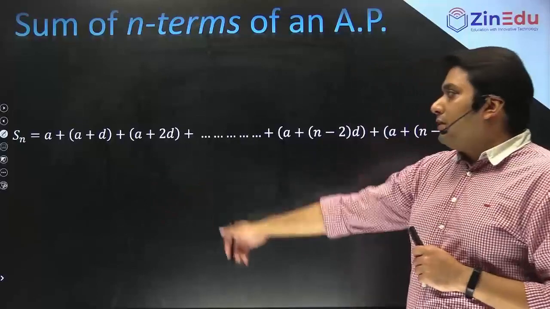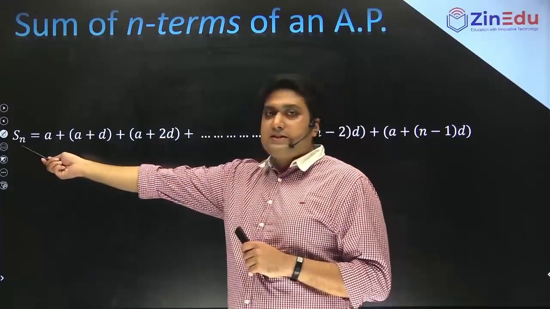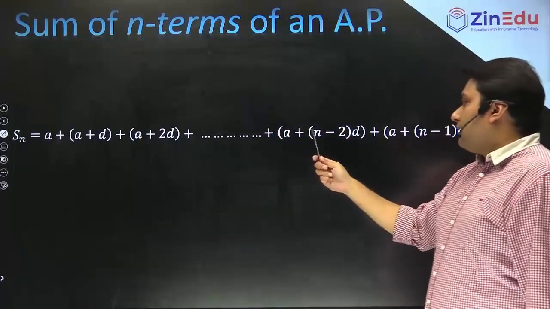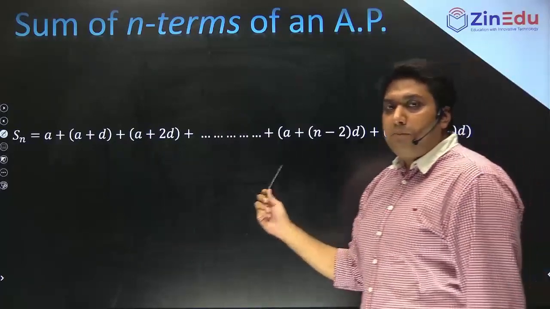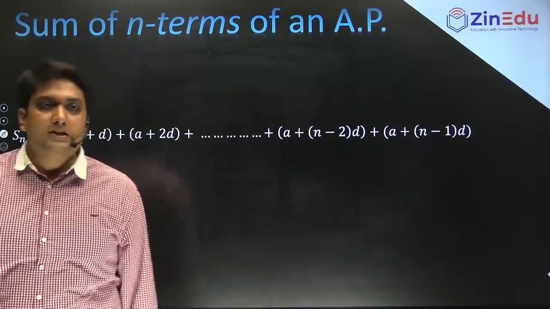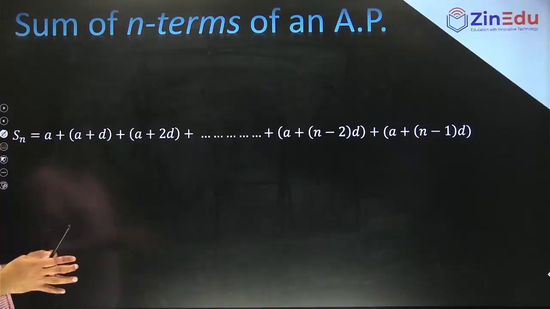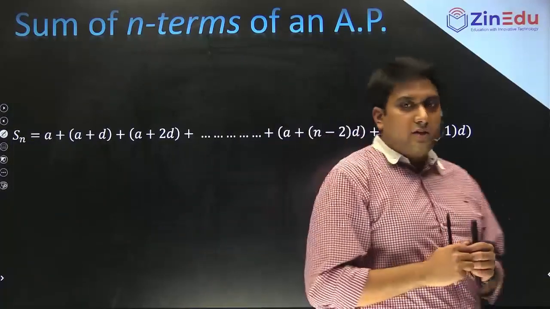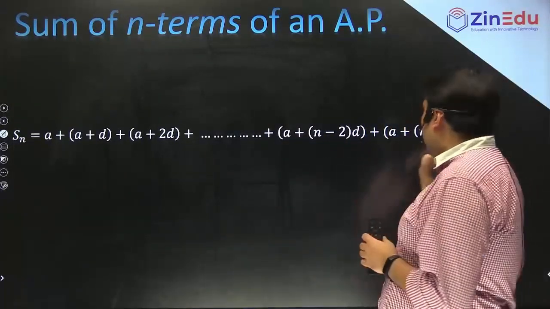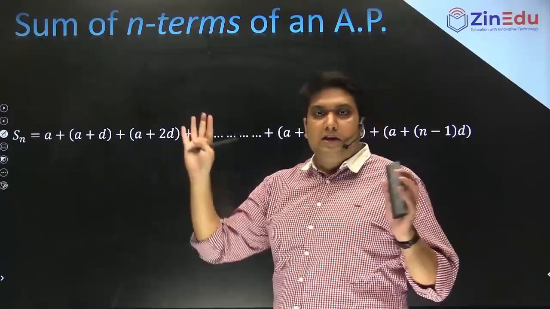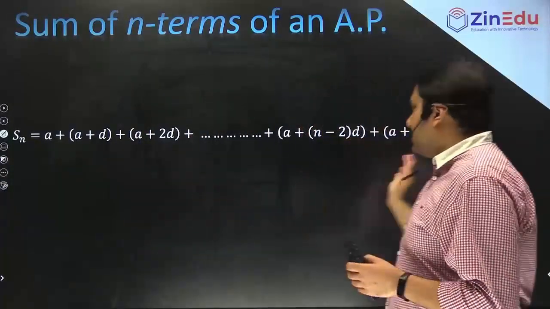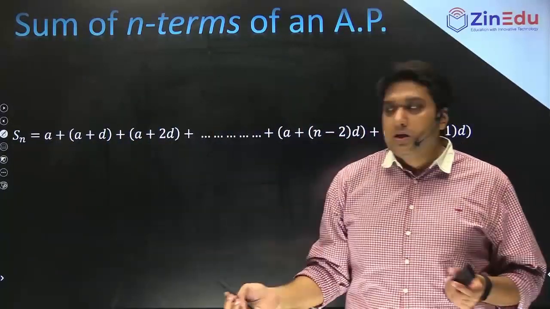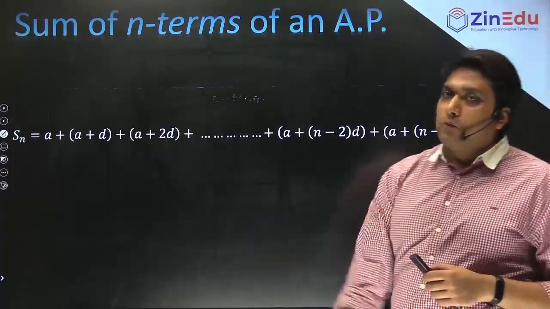I'm denoting the sum of the sequence as S of n, and it says a plus (a plus d) plus (a plus 2d) and so on, the second last term would be a plus (n minus 2) into d, and the last term would be a plus (n minus 1) into d. Now I will be reversing this sequence. If I write the last term in the first place, will there be any change? No, because addition is commutative. If I write the second last term in the second place, again it won't make a difference. So I will be reversing this equation.